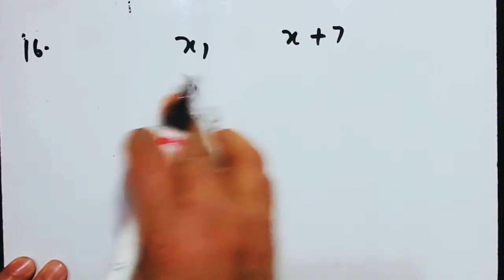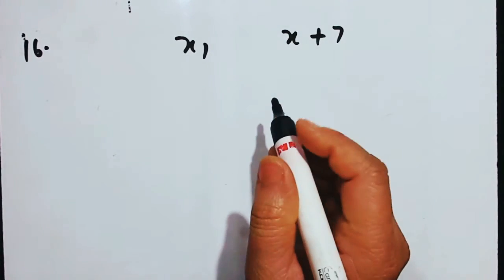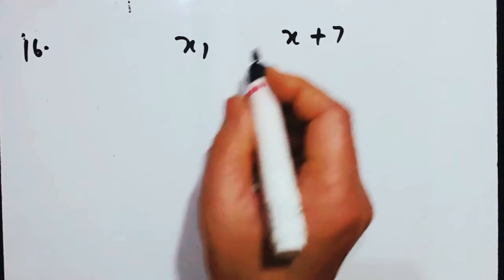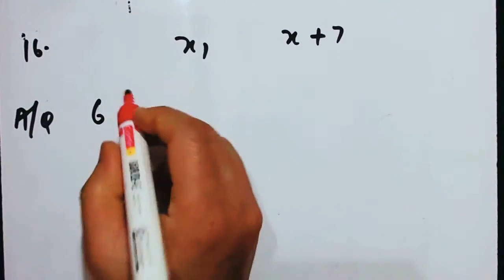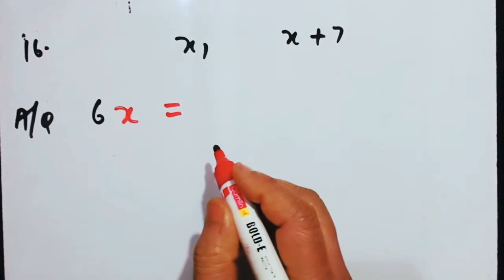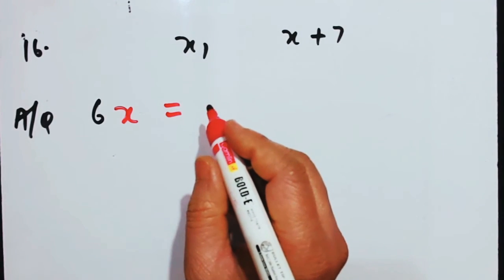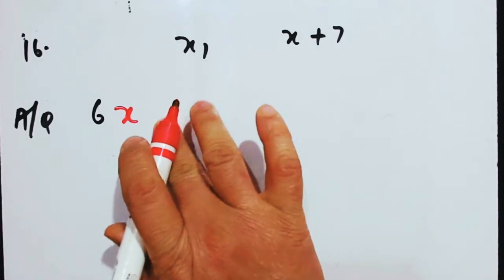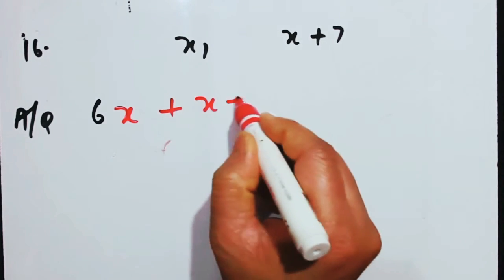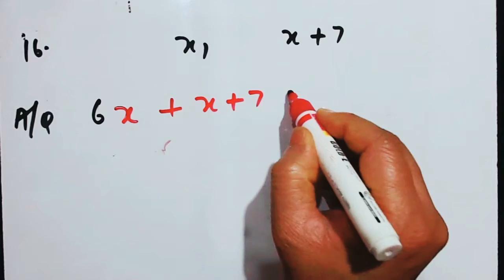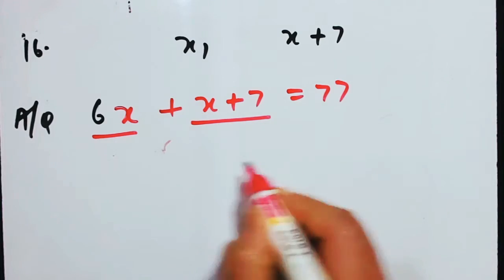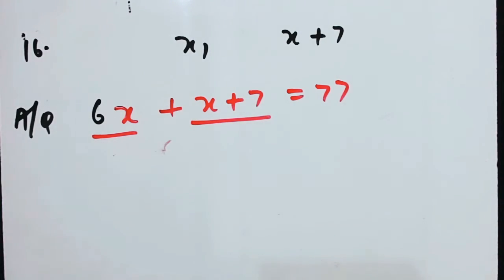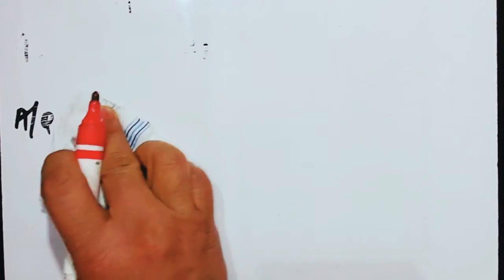I am not going to take this, I will take the plus 7 one. So the difference between two numbers is 7, and according to the question, 6 times the smaller plus the larger, this is my larger number, is equal to 77. So this is how an equation is framed. Now it's up to you to find the value of x. Clear? Moving on to the next one, that is number 17.